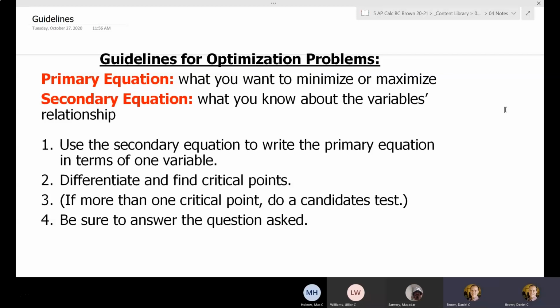Oftentimes we're lucky and we'll only have one critical point. If you get one critical point, that is the maximum or minimum. If you do end up with more than one critical point, you do need to make a candidates test. I should put a little disclaimer there. Sometimes you can rule out critical points, like if you're maximizing area and a certain critical point gives you an area of 0, clearly that's not going to be the maximum area that you can do.